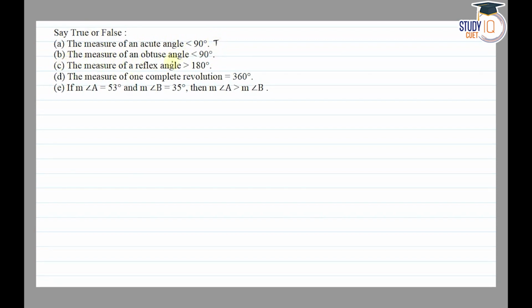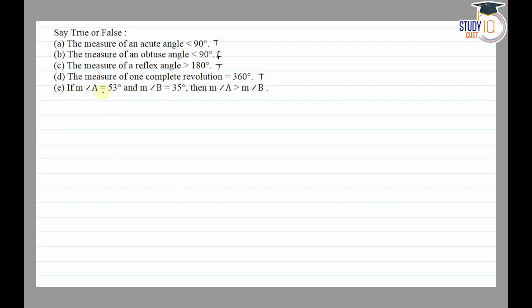The measure of an obtuse angle is less than 90 degrees. So it's wrong, which means our statement is false, because an obtuse angle is greater than 90 and less than 180. The measure of a reflex angle is greater than 180 degrees. The statement is correct, so the statement is true. The measure of one complete revolution is equal to 360. This statement is also correct, so the statement is true.